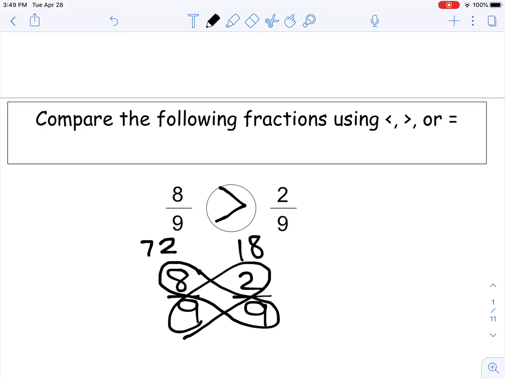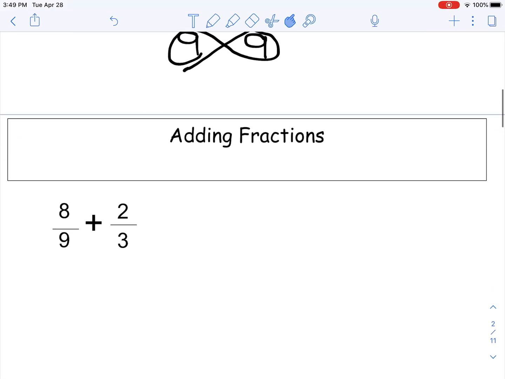Now, I am aware you guys can do this in your head. I don't require you to draw the circles, but could you please show me in your thinking the 72 and 18 so I know you knew how to cross multiply that? Okay? Alright, so I would be completely fine if you guys just wrote this on your independent practice. You don't have to do the circling.